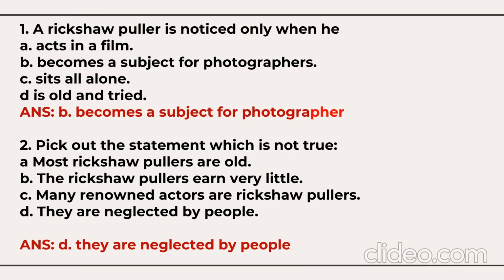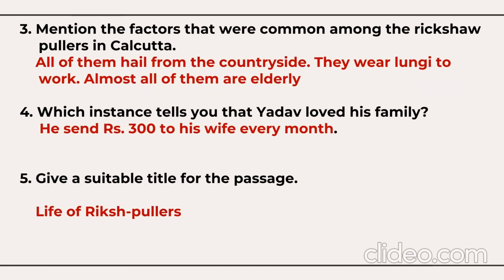So like this, you'll be given 5 questions, a few questions in the MCQ type, the multiple choice questions, and a few questions will be 2-line questions, where one of the questions may be asked about the suitable title for the passage. So this is how you need to answer 5 questions based on the comprehension passage.